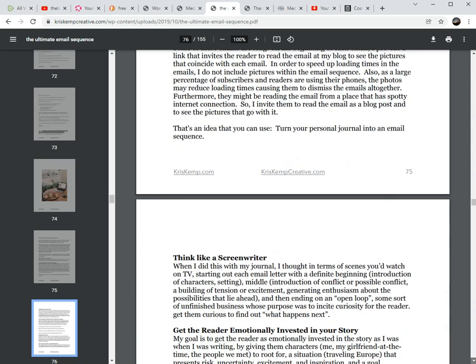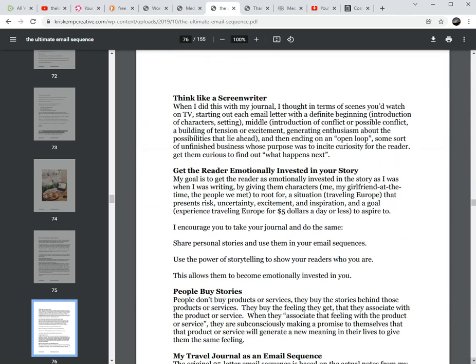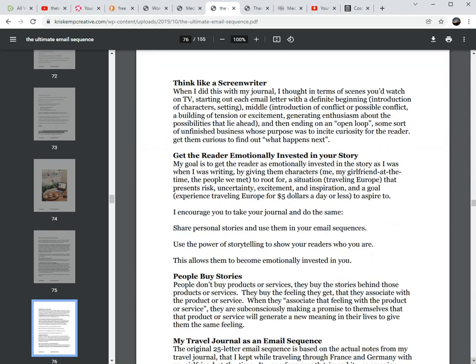And ideally, you want to think like a screenwriter. Take your journal, go over it, even if it's a video journal, and rewrite it or re-edit it, add in music and sound effects. So it's almost like a mini movie. And think about it, your email sequence doesn't just have to be a written sequence. You could have a written version of your email sequence. You could have a link within that goes to an audio version of your email sequence.